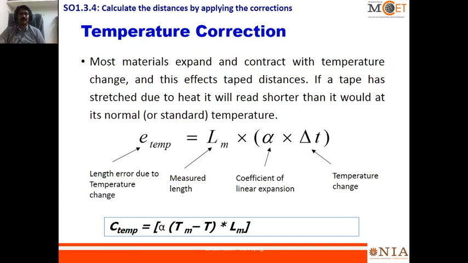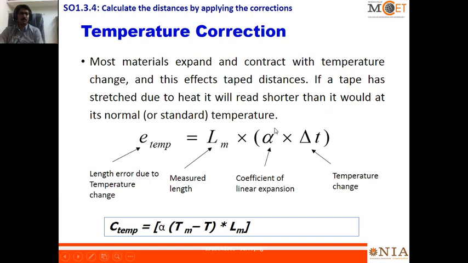Similarly, the temperature correction: the change in the temperature, that is the field temperature minus the standard manufactured temperature. If the difference is denoted here as delta T, the temperature change, this may also be positive or negative. If the mean temperature is high, the error will be positive. If the mean temperature is low, the error will be negative, right? So based on this, both cases will happen, so the correction will be either positive or negative.